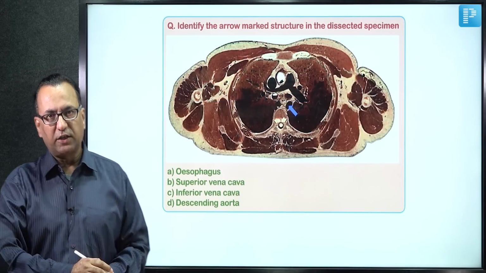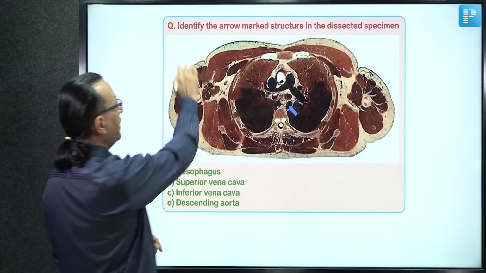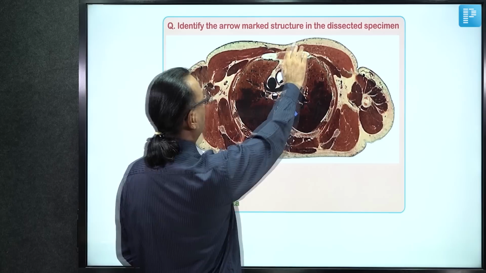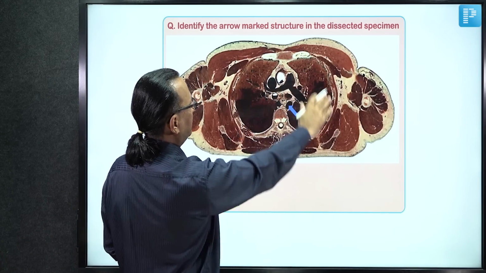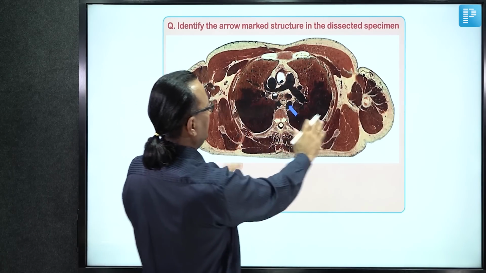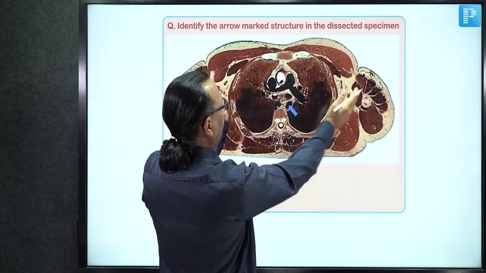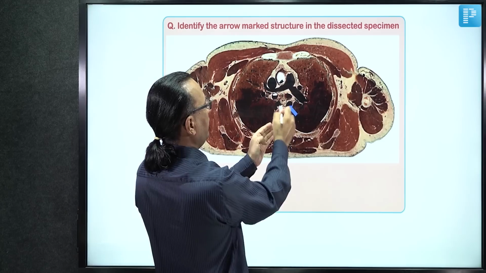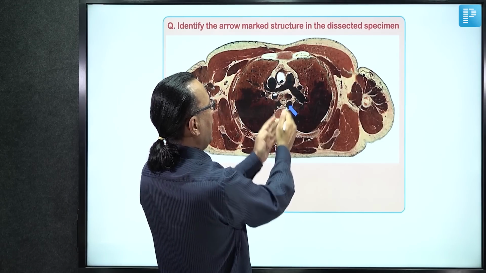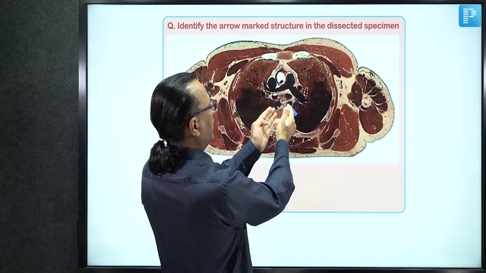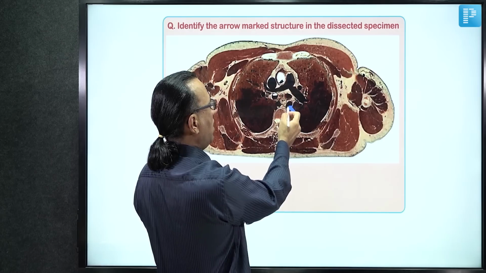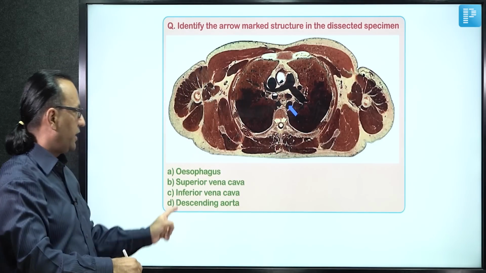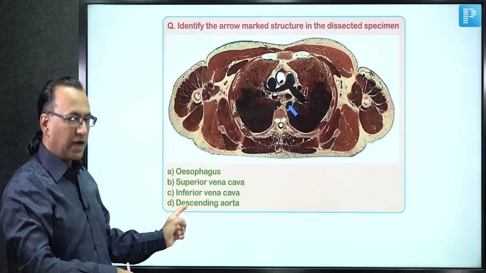This is a dissected specimen where they are asking us the arrow mark structure. And as we understand, this is the transverse section, the thorax region. The lungs are shown, sandwiching the mediastinum. The anterior bone is the sternum, the posterior bone is the vertebra. And between the two, we have some neurovascular bundle. They're asking for this arrow mark. And the names given are esophagus, SVC, IVC, or the descending aorta.